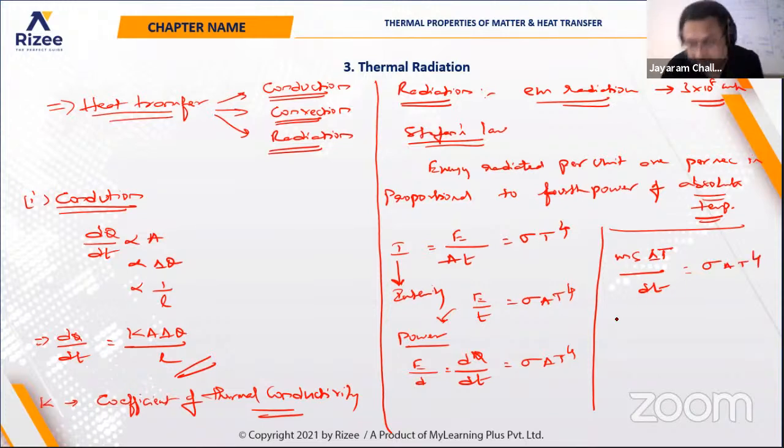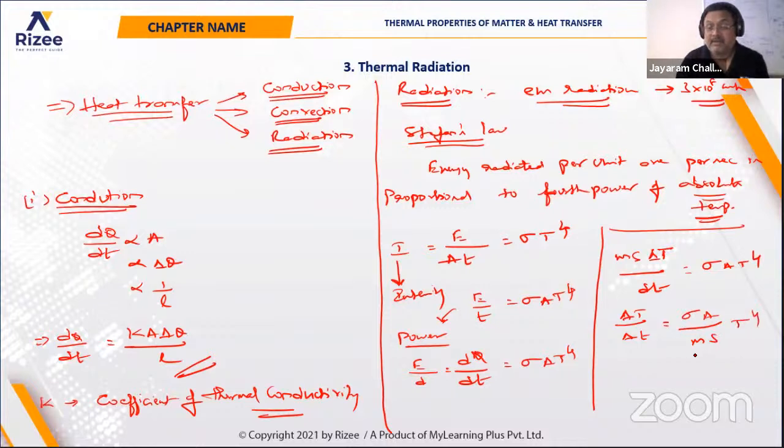So from this one, the decrease in the temperature, delta capital T by delta small t, is equal to sigma into area by m into specific heat into T to the power of 4. So this is another important relationship. You can say it is the rate of decrease of temperature. So this is called your Stefan's law.